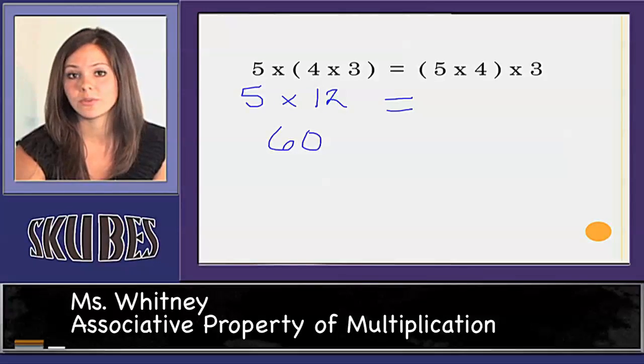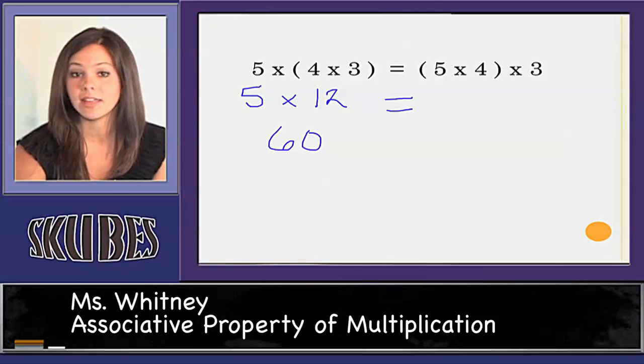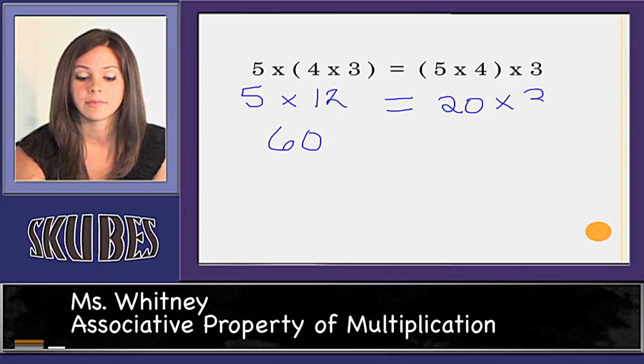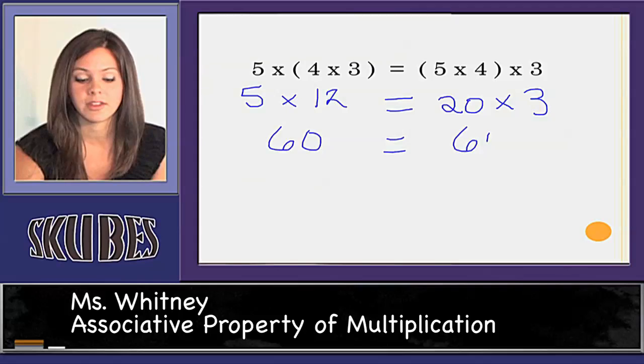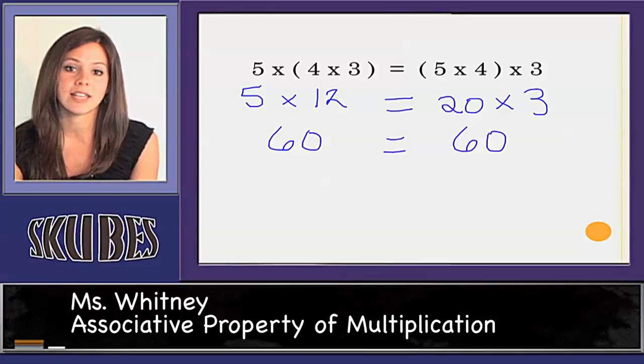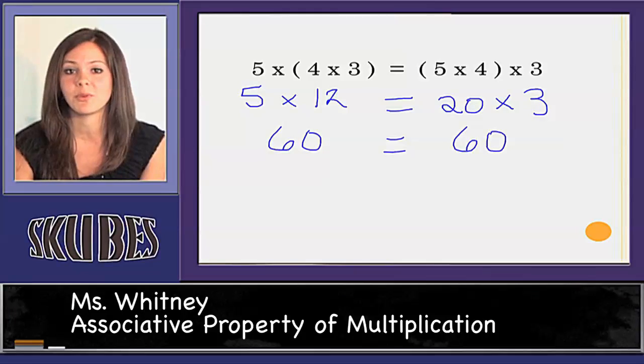On the right side of the equal sign, we have 5 times 4 inside the parentheses. 5 times 4 is 20 times 3. 20 times 3 is 60. We have 60 equals 60. Now that concludes our lesson on the associative property of multiplication.